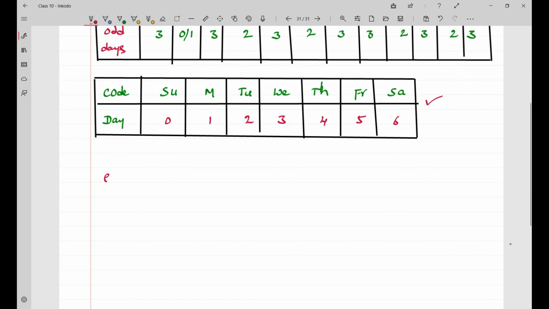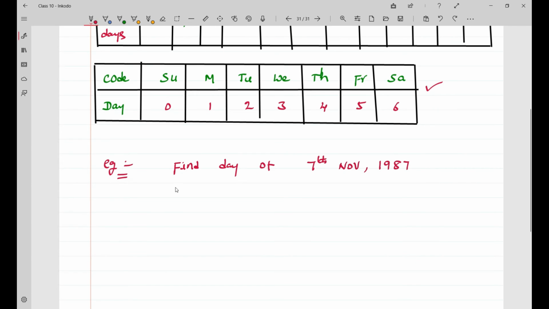For example, I am taking: find day of 7th November 1987. Now let's see the example. Find day of 7th November 1987. Firstly, we can find out the odd days in 1986. For the remaining days, we will find out the odd days. Let's see.